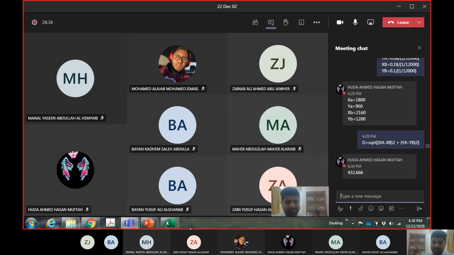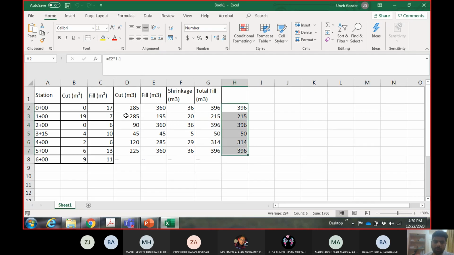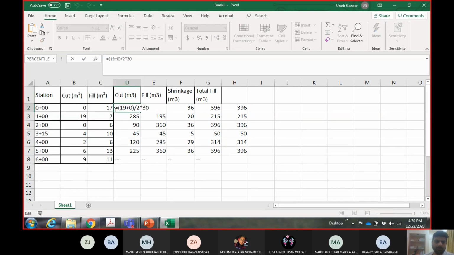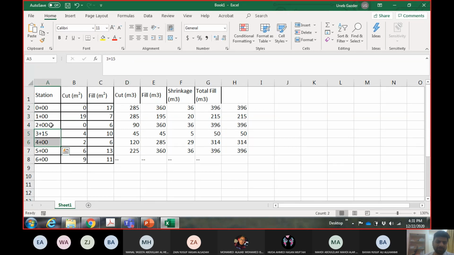Now move to the last question, the second question of quiz 2, in which stations were given and end areas were given. You were required to calculate the volume. For calculating the volume, the only problem was with these two stations. So this was the only trick here.